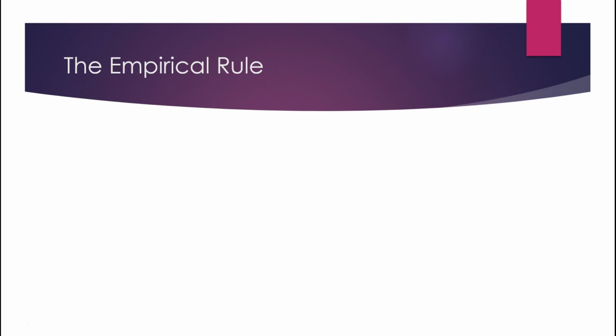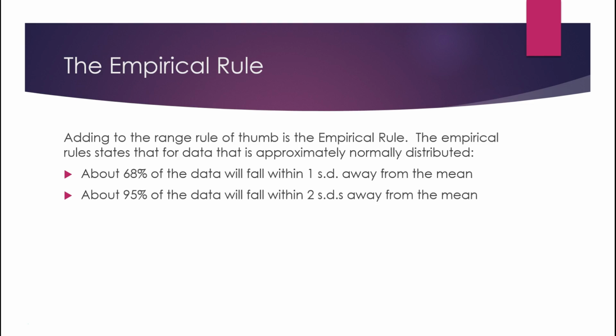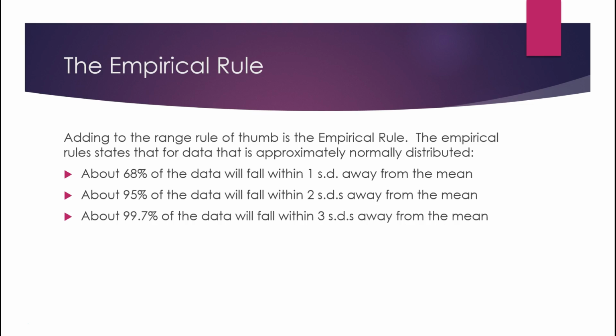We'll look at an example to practice one of these coming up. But similar to this, we have the empirical rule. And it goes hand in hand with the range rule of thumb. The empirical rule states that for data that is approximately normally distributed, which again is our bell curve shape, about 68% of the data will fall within 1 standard deviation from the mean. About 95% of the data will fall within 2 standard deviations from the mean. And about 99.7% of the data will fall within 3 standard deviations from the mean.